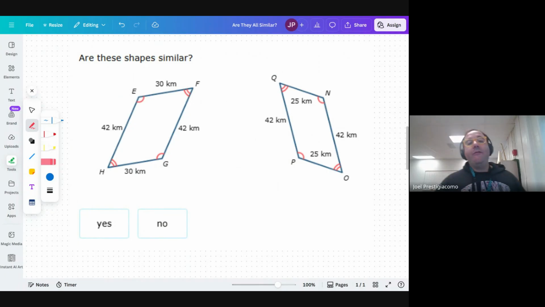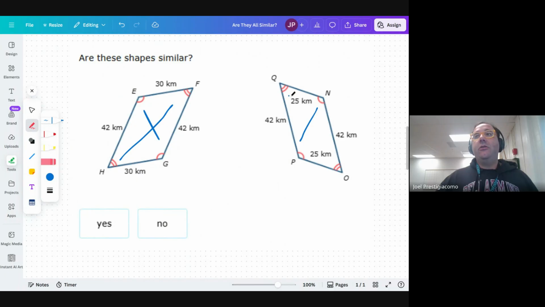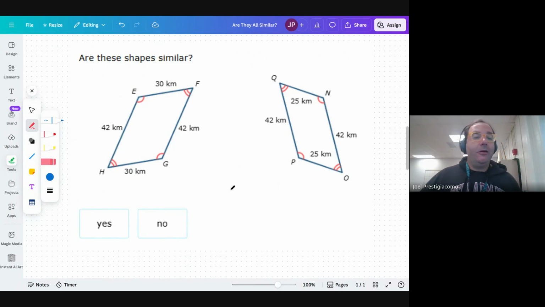All right, what if we're given some more information? We would have two types of parallelograms here. Are these shapes similar? Well, the first thing I look for is going to be the angles. If any one angle does not fit with the other, then it's automatically not similar. It's only after we look at the angles that we look at the side lengths. So if we look at these angles, we've got two angles in each that have a single tick, two that have a double. So at least the angles are matching up so far.